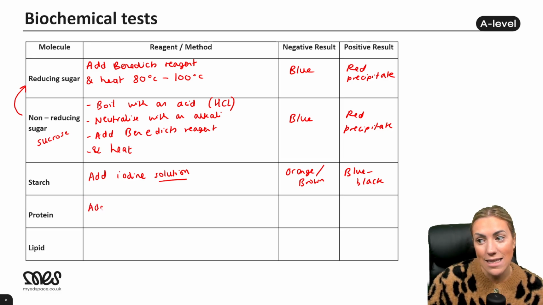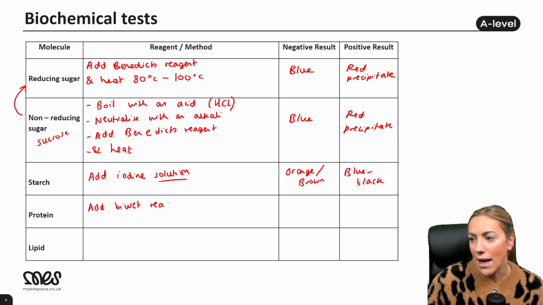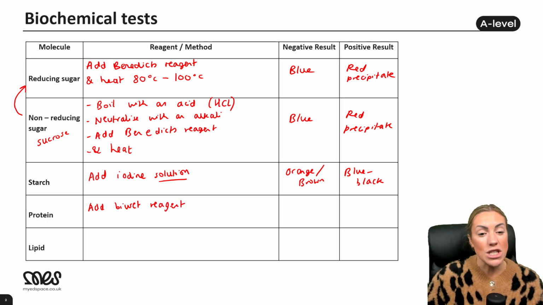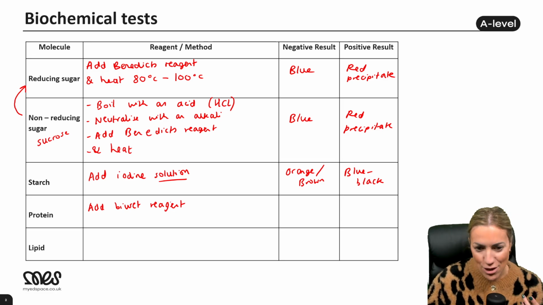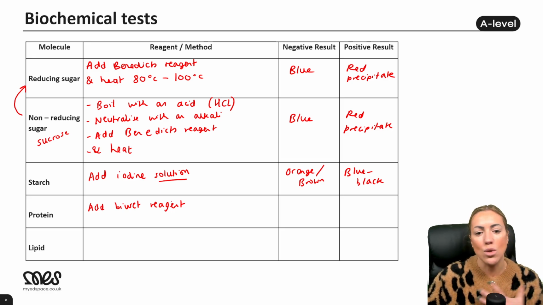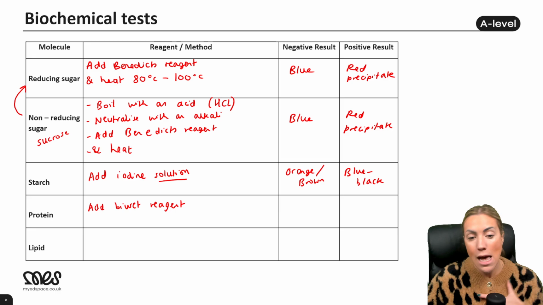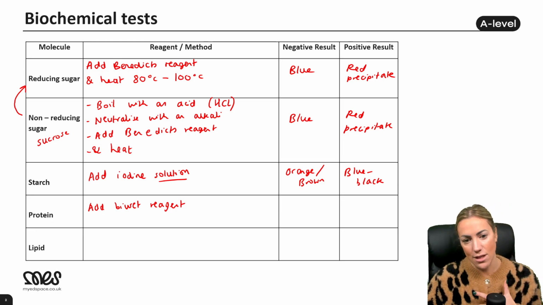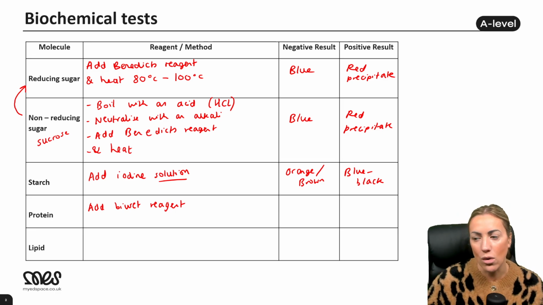You just add Biuret reagent, which is basically a mixture of copper sulfate and sodium hydroxide. So in school, you might have Biuret A and Biuret B, but it's just copper sulfate and sodium hydroxide mixed together. We call it Biuret reagent. Negative result, well, it starts off blue. It's a very light blue colour.